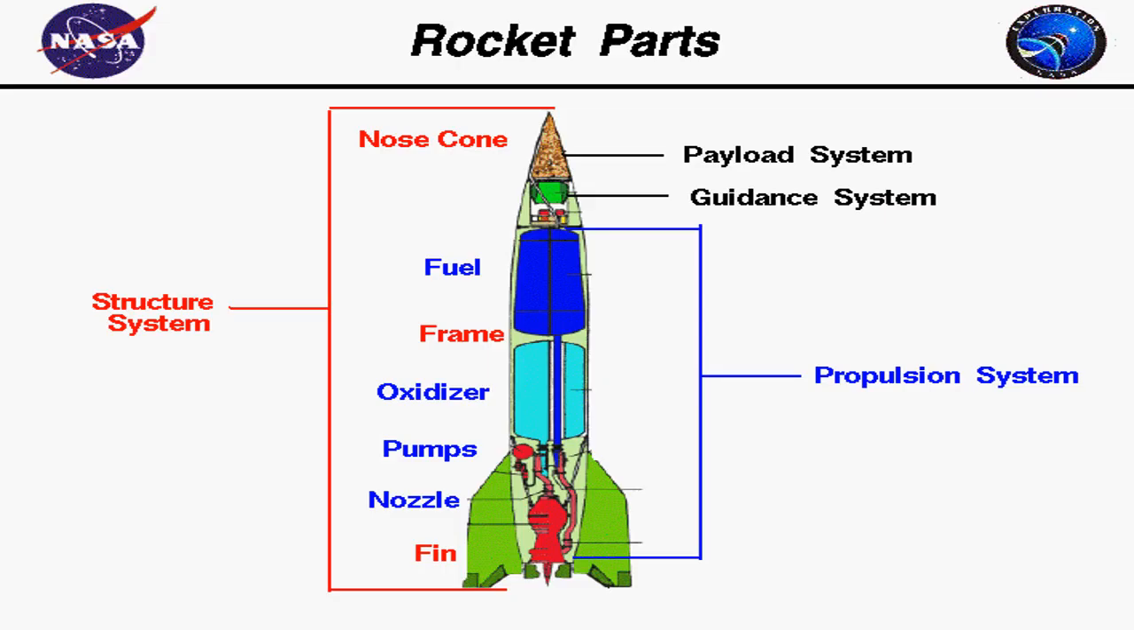Let's get into the rocket anatomy. The rocket has three parts, mainly the payload system at the top, then the guidance system at the second, and at the last we have the propulsion system, which is the most complicated one.